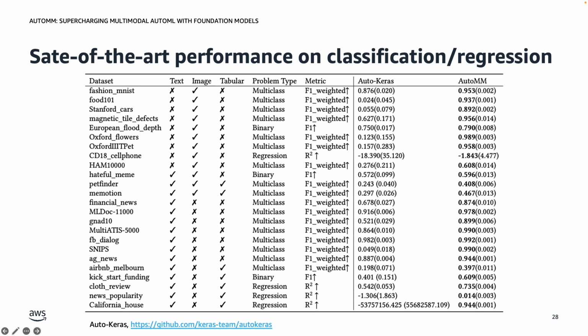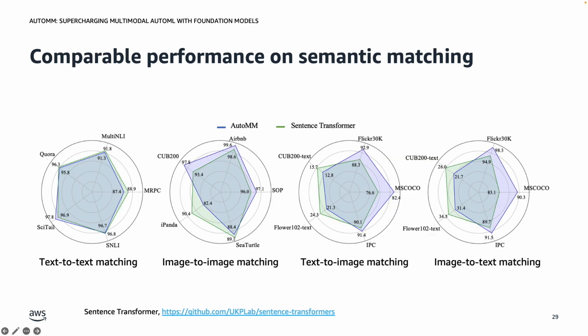We collected 24 real-world datasets from diverse domains. The datasets cover all the combinations of the three modalities, either unimodal or multimodal. We compare with AutoGluon, which is another open source AutoML toolbox. It's the only open source toolbox we can find that covers all the combinations of the three modalities as input. We can see that AutoMM significantly outperforms AutoGluon across all the datasets.